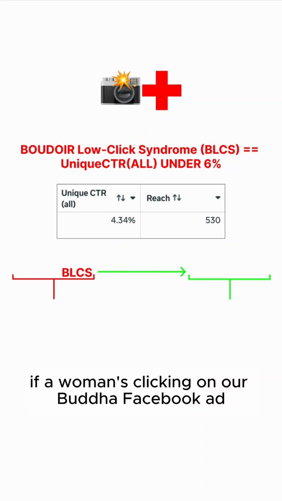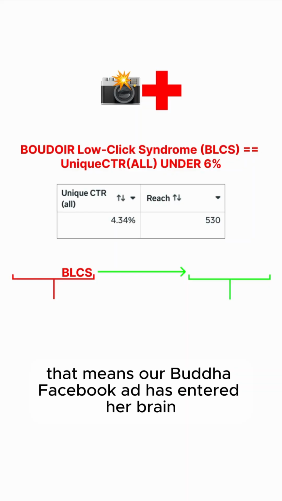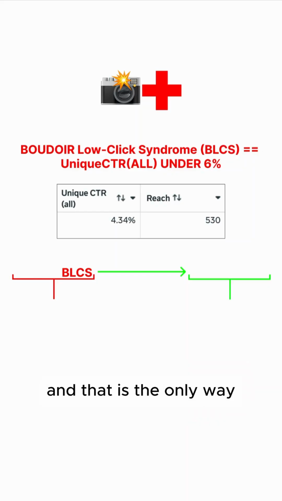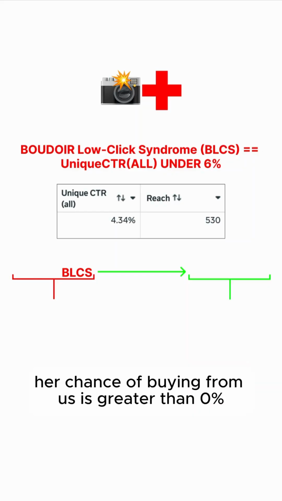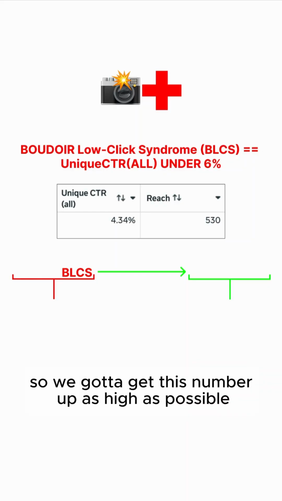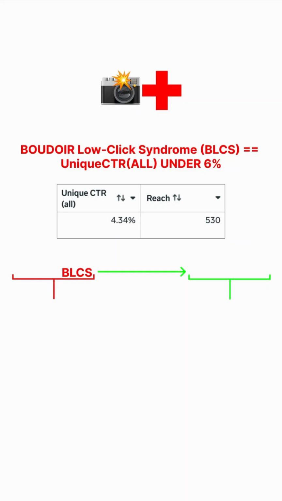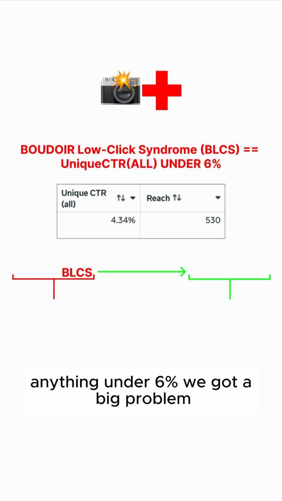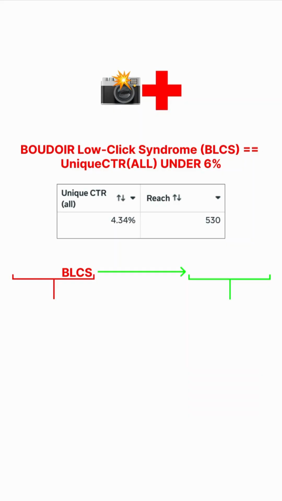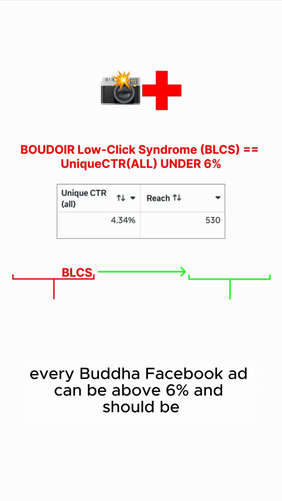if a woman's clicking on our Boudoir Facebook ad, that means our Boudoir Facebook ad has entered her brain. And that is the only way our chance of buying from us is greater than 0%. So we got to get this number up as high as possible, but 6% is the minimum. Anything under 6%, we got a big problem. Every Boudoir Facebook ad can be above 6% and should be.